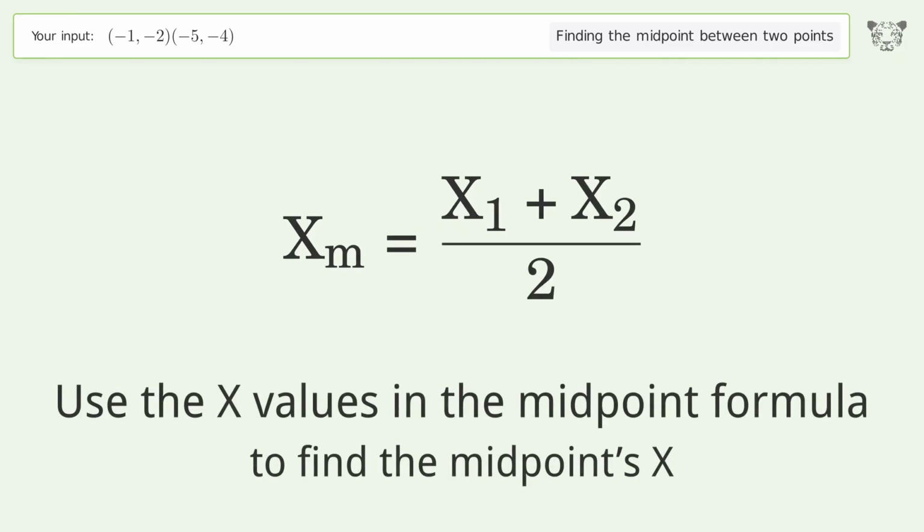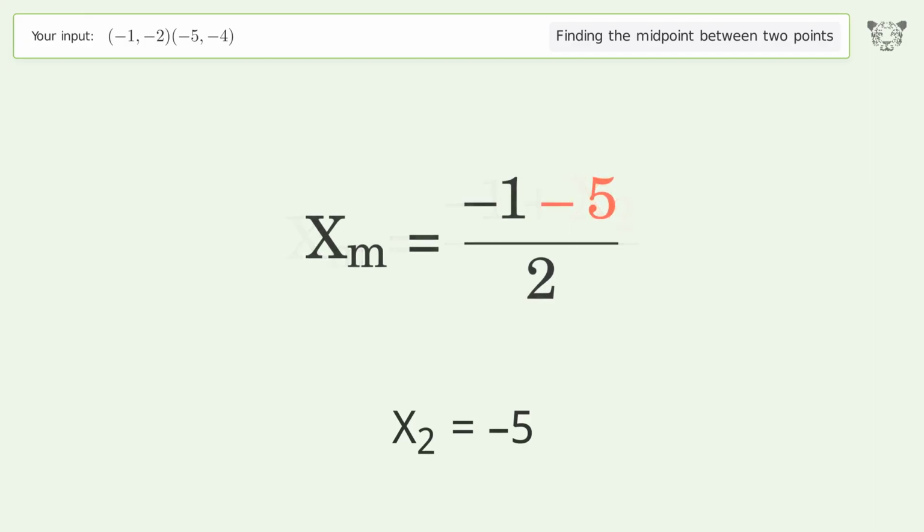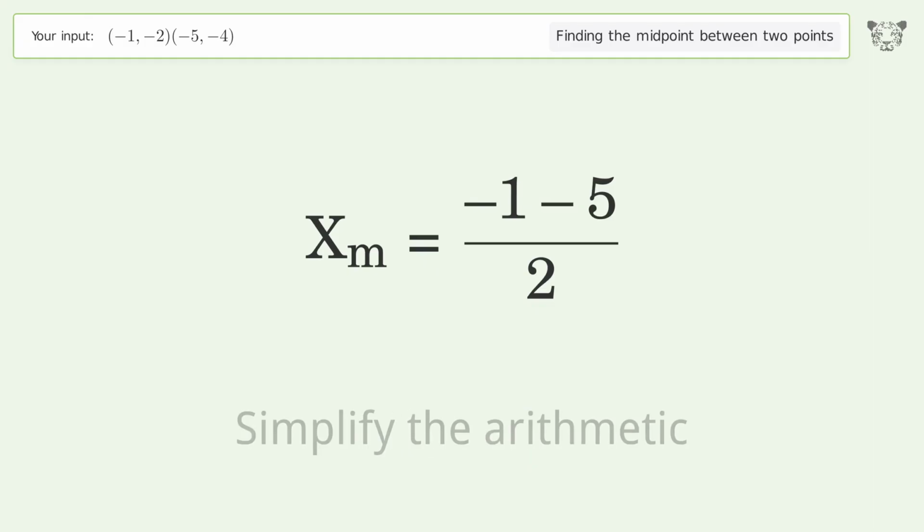Use the x values in the midpoint formula to find the midpoint's x. x1 equals -1. x2 equals -5. Simplify the arithmetic.